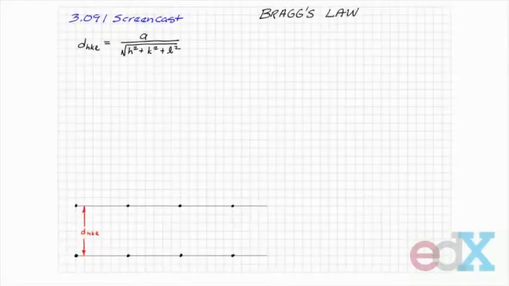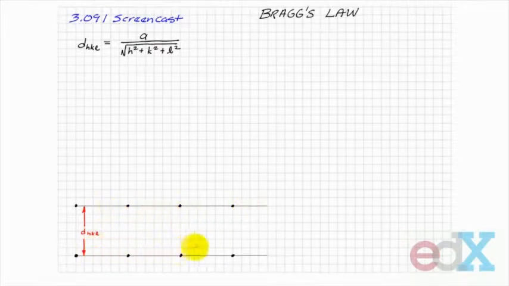Here we're going to talk about the constructive interference of X-rays emitted from a crystal. Specifically, when I take X-rays of a fixed wavelength, shine them at a crystal, and look at the light scattered from the crystal, I'll find that only certain angles will exhibit constructive interference. To see this, let's just look at this simple model of a crystal.